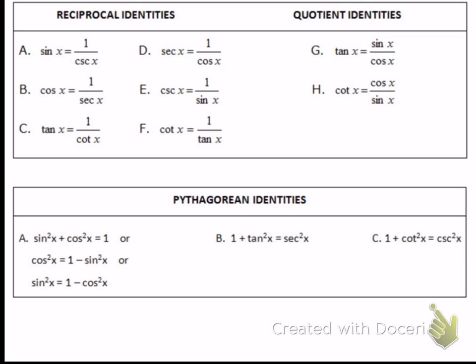The other ones that I don't have on here are the even and odd identities, and those are the identities that say the negative goes out front for sine, cosecant, tangent, and cotangent. Cosine and secant is when the negative goes away. So again, that's your even and odd identities. If you need to, pause this video and copy all these identities down.